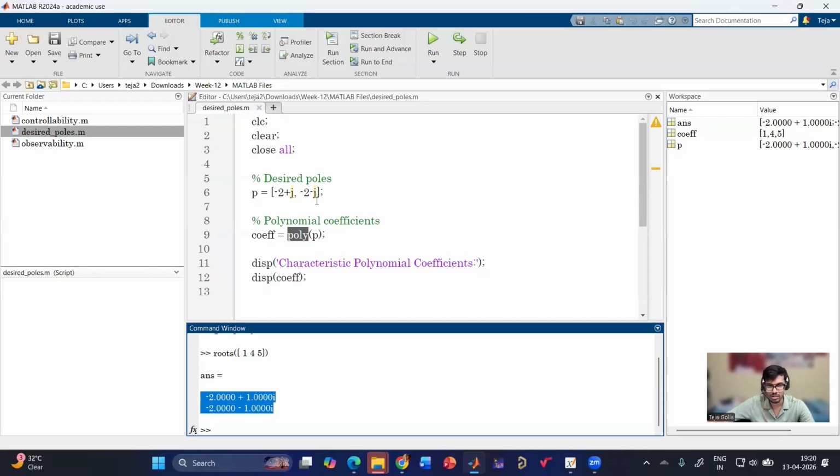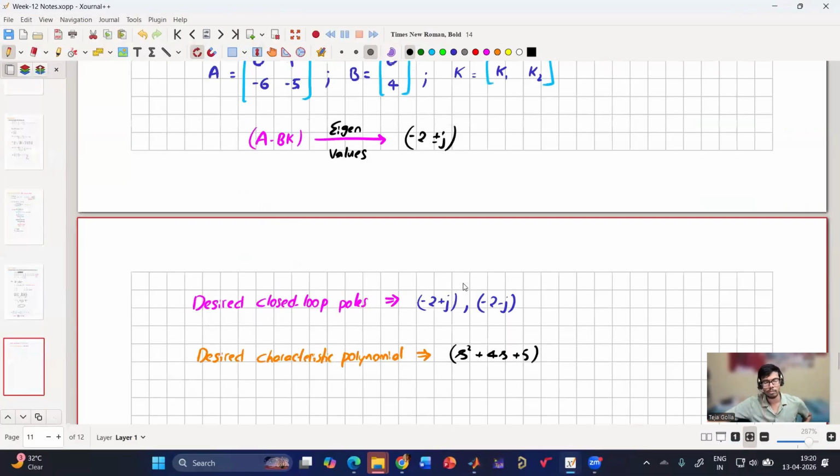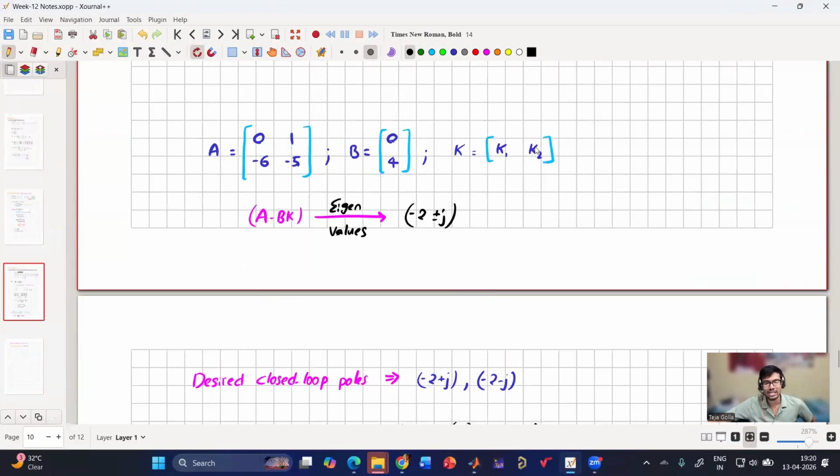That is obvious, and I'm sure you will be able to do it. So I'm using MATLAB to save time wherever I can, and then I would be maximizing my time in these 2 hours to discuss more theory as well as solve more problems. That's why I'm trying to make my life simpler, and you can also use these codes to practice and then cross check your math. So in this way, I got the desired characteristic polynomial, but I have to calculate K1 and K2, right?